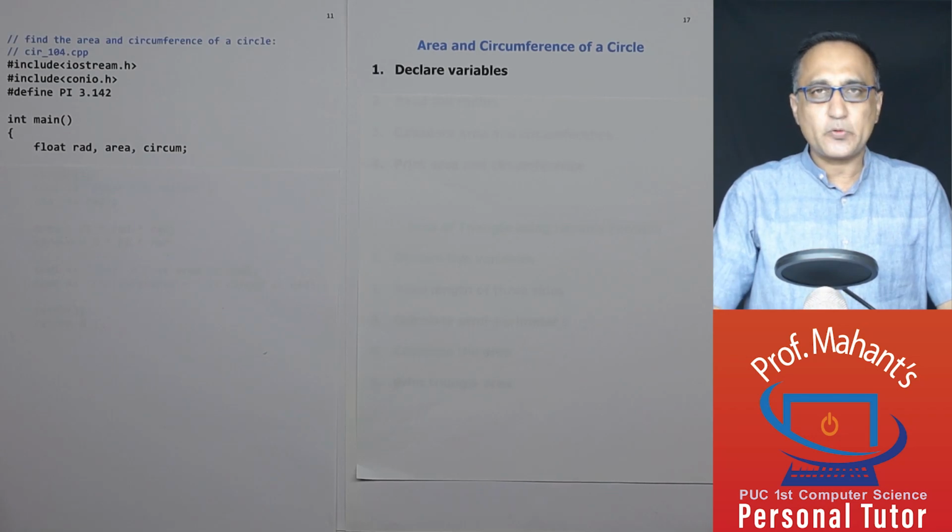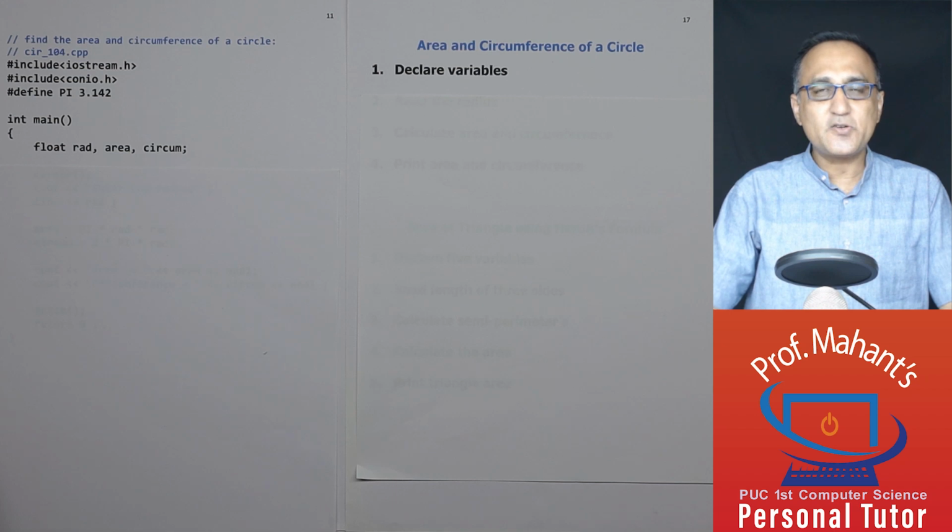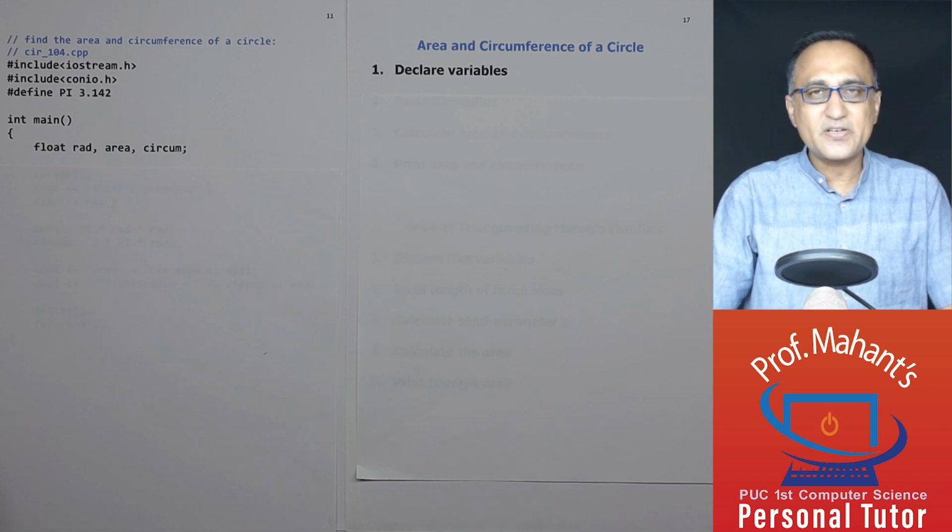Let us take a look at a program where we are going to find the area and circumference of a circle, firstly, and secondly, find the area of a triangle using Heron's formula or Hero's formula. In order to find the area and circumference of a circle, we first need to know what is the formula. Circumference is 2 into pi into radius.